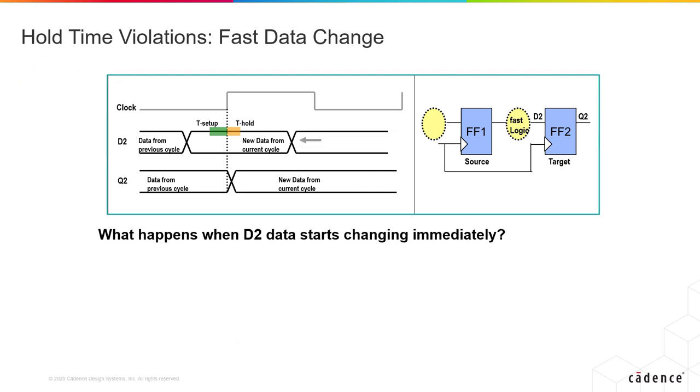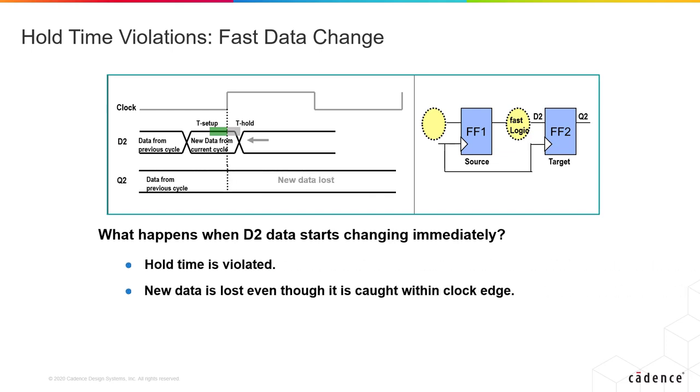What happens when the data changes immediately? You'll have a hold time violation. And even though it is caught within the edge, the data is still lost because the flop didn't even fully absorb the previous data into the flop before the data changed a second time. For the data to be safely stored into the flop, the new data must not arrive so fast that the flop doesn't even absorb the data from the previous cycle.